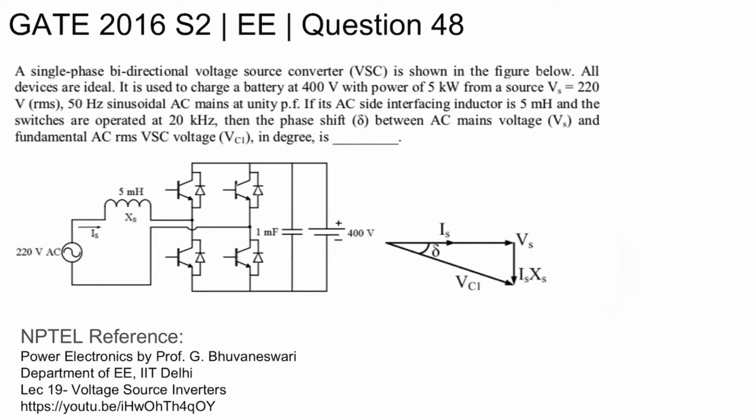If the AC side interfacing inductors are 5 millihenry and the switches are operated at 20 kHz, then the phase shift delta between the AC mains voltage and the fundamental AC RMS voltage in degrees is being asked. For NPTEL reference, you can refer to lecture number 19, Voltage Source Inverters, of the NPTEL course Power Electronics by Professor G. Bhuvaneshwari, Department of Electrical Engineering, IIT Delhi.